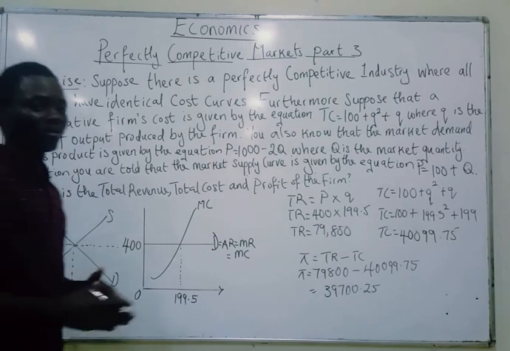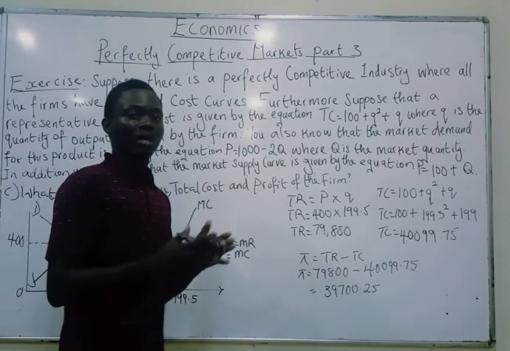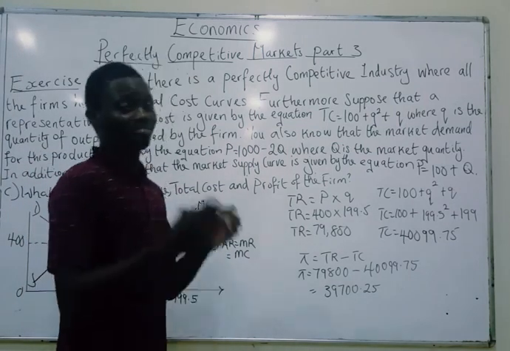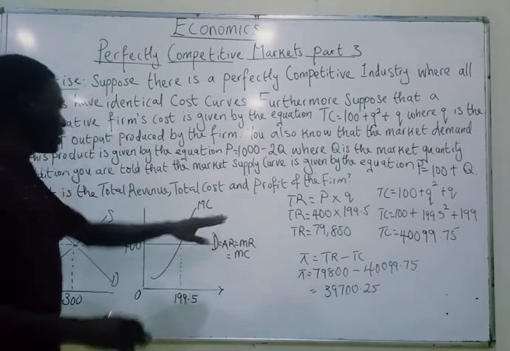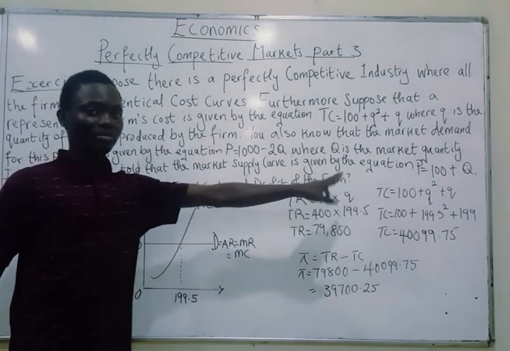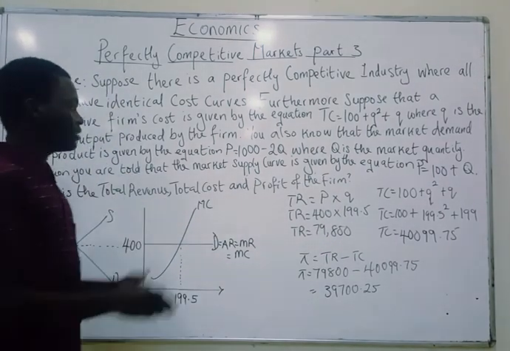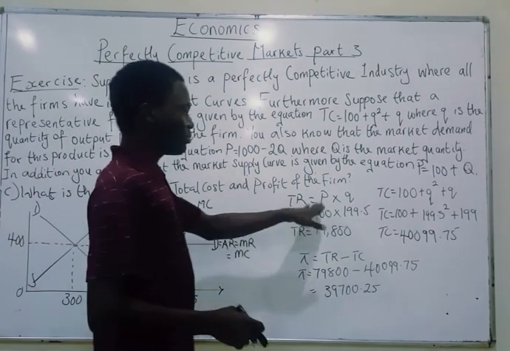So how do you calculate total revenue? Total revenue is simply price multiplied by quantity. We need to take note that this is of the firm, not of the industry. Then how do you calculate total revenue? That is simply price times quantity.